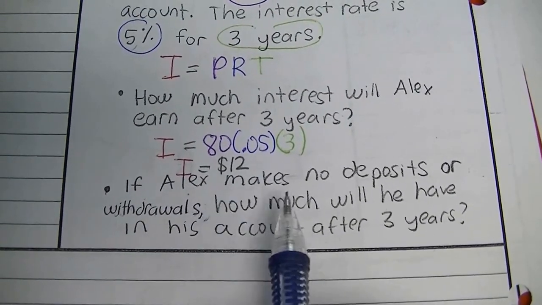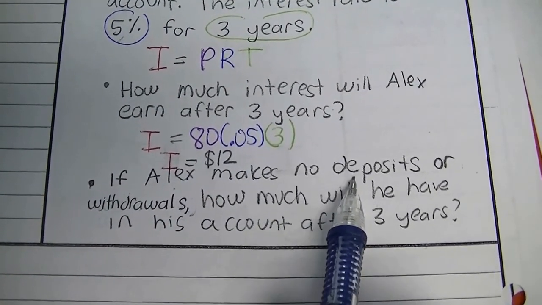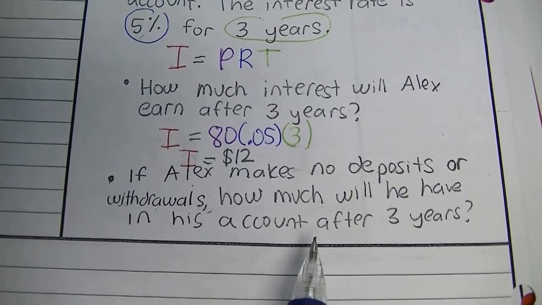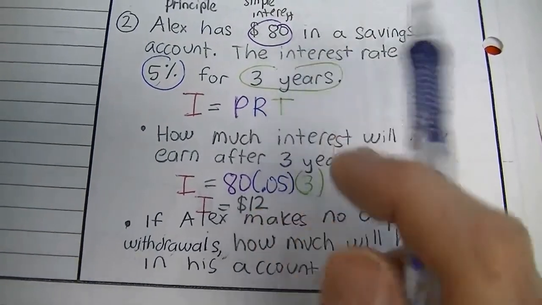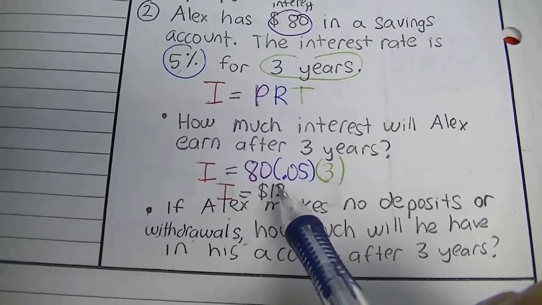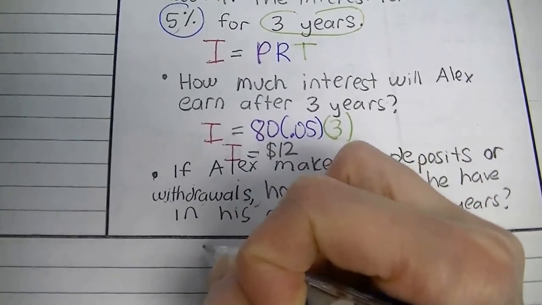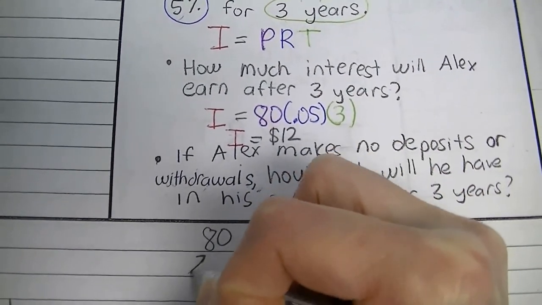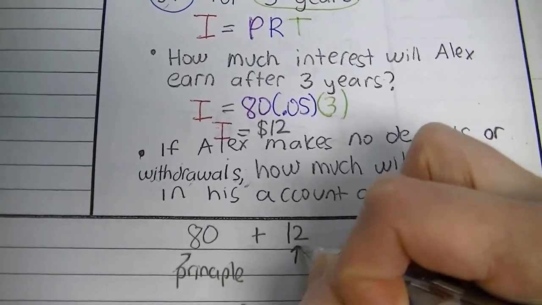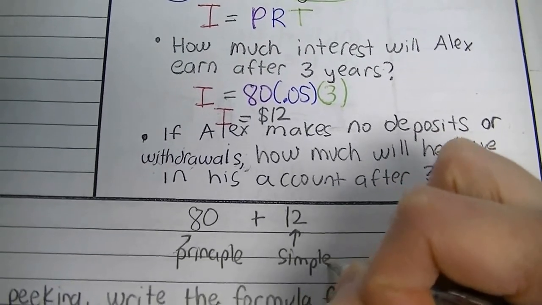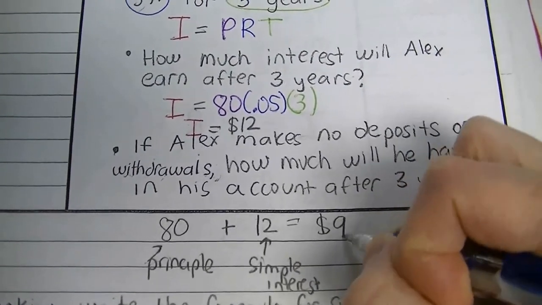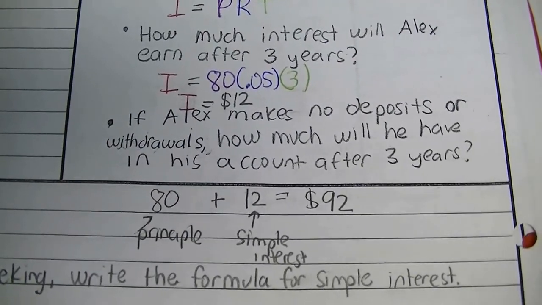Okay, so if Alex makes no deposits, so that means he doesn't put any money in, or withdrawals, which means he doesn't take any money out, how much will he have in his account after 3 years? So what happens to that 80 bucks if he doesn't take any money in or put any money out? Well, you have to keep in mind he gets this interest, so he'd have that $80 that he started with, which was the principal. And he would get that $12 also, which was the simple interest he earned. So after 3 years, when he looks at his account balance, he'll be like, whoa, I now have $92 in there, and I haven't even done anything.